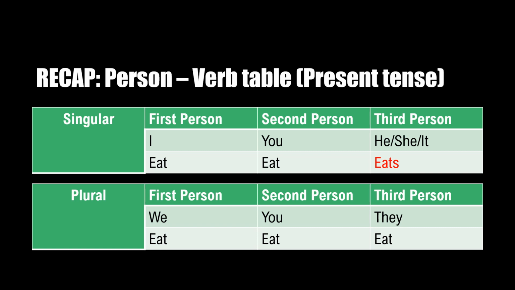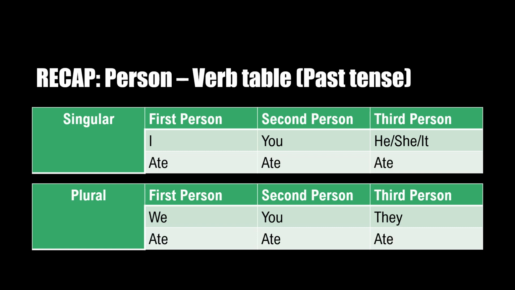It can be a name. It can be a person. It can be a thing. So anything which is not a first person or a second person. So how do we use the verb eat for different persons? I eat, you eat, he eats, she eats, it eats. We eat, you eat, they eat. What we also learned is for the third person singular, we add an S to the verb in the present tense.